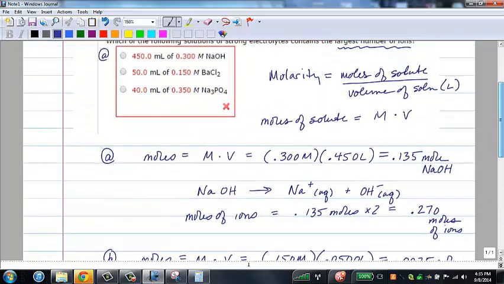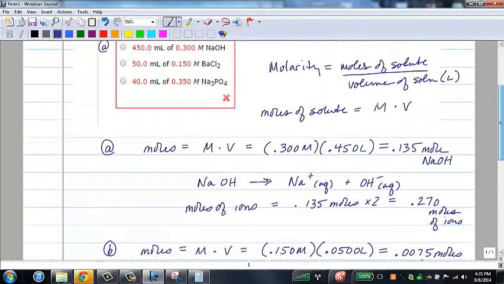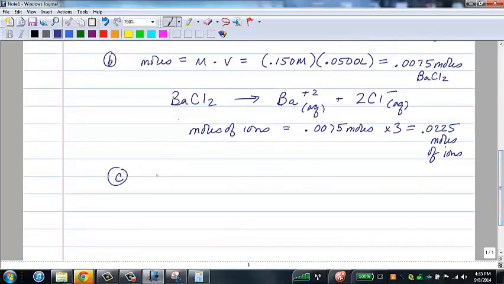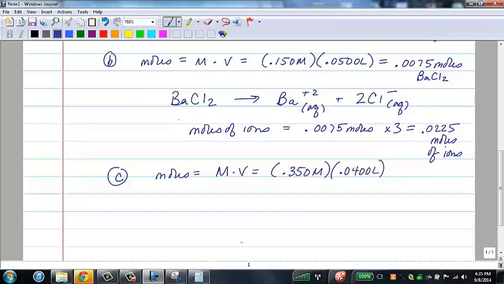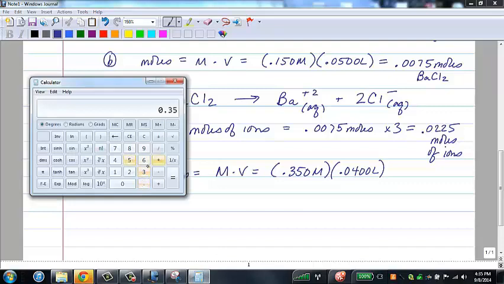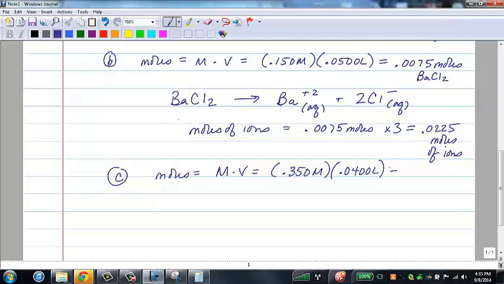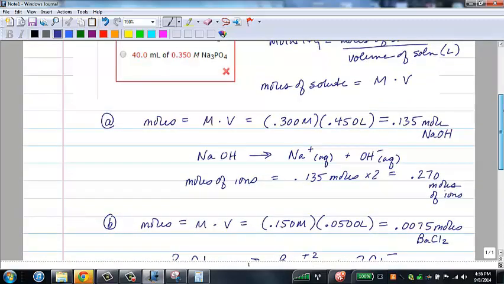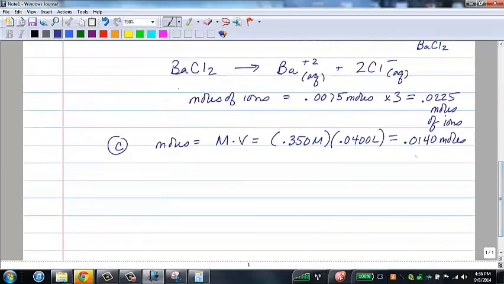In part C, we have a molarity of 0.35 and a volume of 40 milliliters. Moles equals molarity times volume again. The molarity is 0.35. The volume is 40 milliliters, so 0.04 liters. 0.35 times 0.04 is equal to 0.014. That's the moles of the solute. In this case, the solute is Na3PO4.